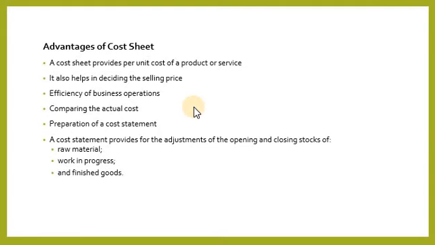The next one, it also helps in deciding the selling price of a product or service based on the cost incurred and profit expected out of it. Another one is that the cost manager or production manager can study the past figures of the company's cost sheet to ensure the efficiency of business operations and for eliminating the non-productive expenses. Then the other one is that it acts as a base for comparing the actual cost incurred with the estimated or budgeted cost to find out any deviations and take the necessary corrective actions.